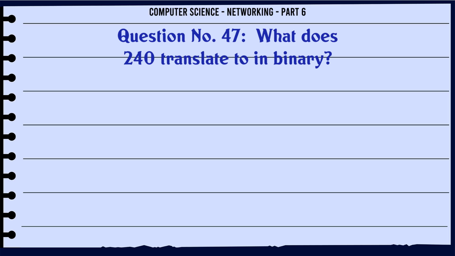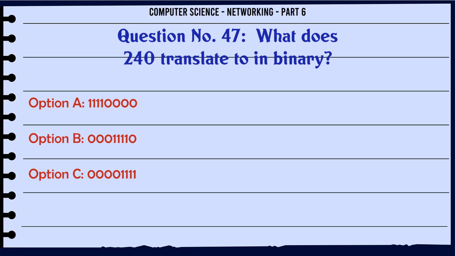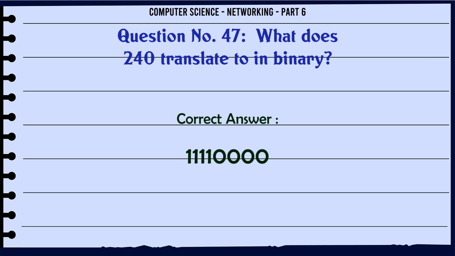What does 240 translate to in binary? A. 11110000, B. 00011110, C. 00001111, D. 11100000. The correct answer is 11110000.